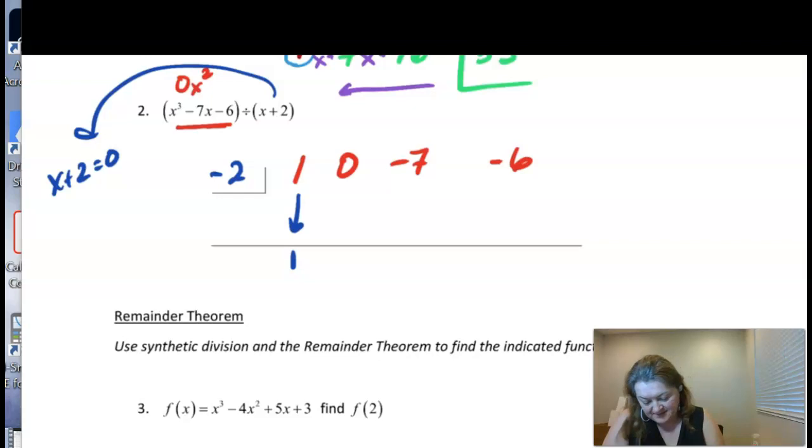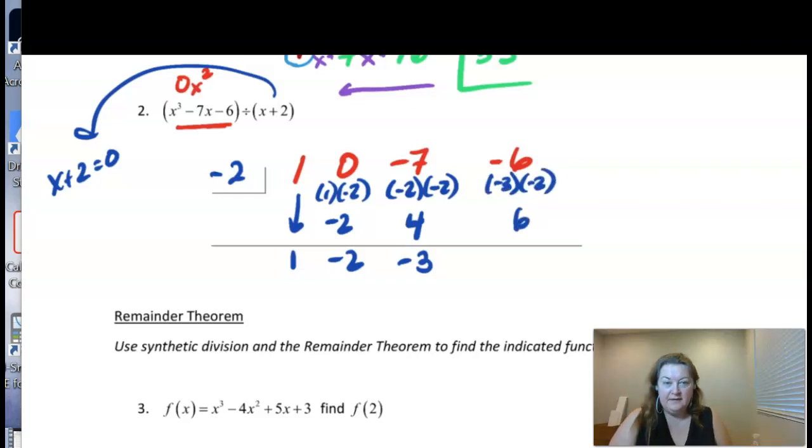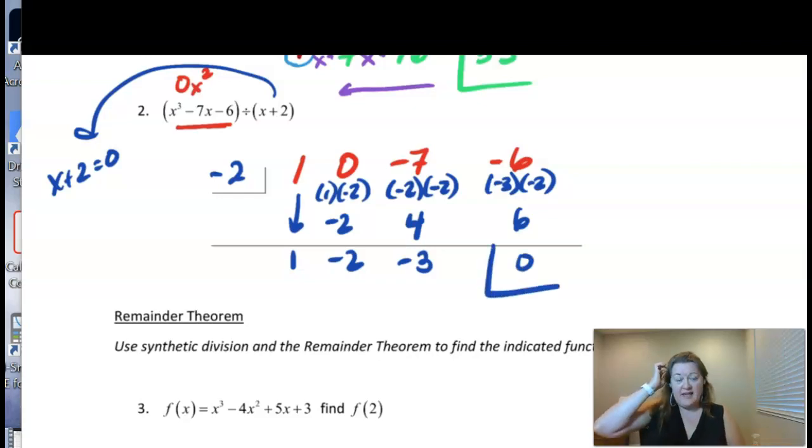First step, you bring this one down. Next step, we're going to multiply 1 times -2, so that's going to be a -2. Next step, do it again. We're going to take this answer down here and multiply it by the number in the box. So that's going to be a 4. Add straight down, we get a -3. Do it again. -3 times -2 is a 6. Add straight down, we get a 0. Put a box around that. That is our remainder.